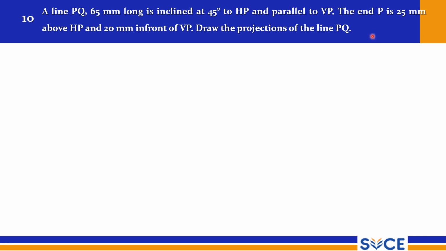The end P is 25 mm above HP, 20 mm in front of VP. So one end is given, that is 25 mm, and 20 mm in front of VP. So that is the top view of the same point P. Draw the projections of the line PQ. So the true length is given, 45 degrees is also given, and that is theta. Theta equal to 45 degrees. Draw the projections of the line PQ.